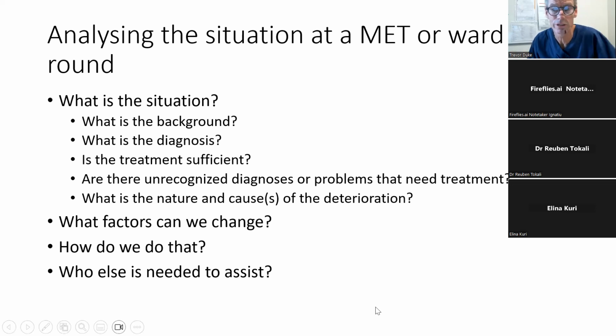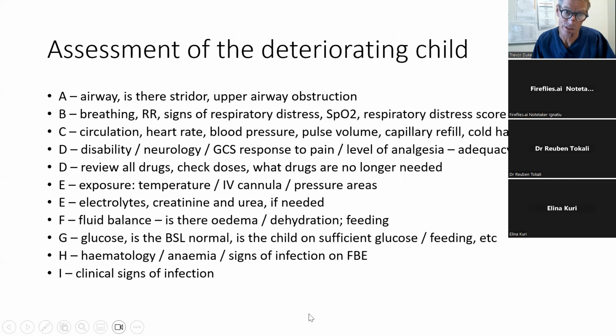And sometimes we also need to ask who else needs to assist. So not always can we solve all the problems ourselves, but we might identify a series of things that need to be done in a particular child who's deteriorating, that perhaps you need the surgeons to assist or the anaesthetists to assist if you can't do these things yourself. And that's okay too. The point is to identify the things that need to be done and who needs to do them and the time frame in which they need to be done to avert further deterioration.